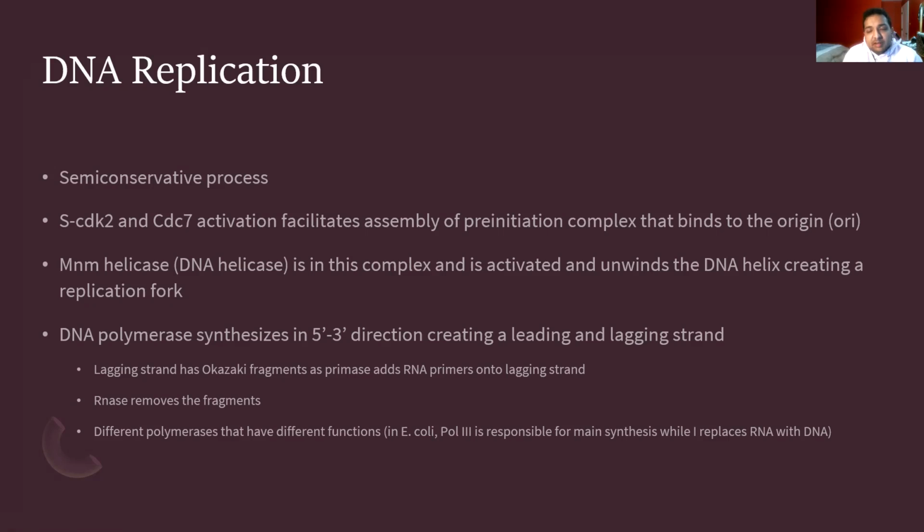So DNA polymerase is actually what's going to add nucleotides to create our new strands. It synthesizes in a 5' to 3' direction, creating both a leading and a lagging strand. So 5' and 3' refer to the ends, depending on what the sugar-phosphate backbone looks like. One strand is 3' to 5', the other is 5' to 3'. But because we are synthesizing in a 5' to 3' direction, and one of the strands is going backwards, that creates a lagging strand.